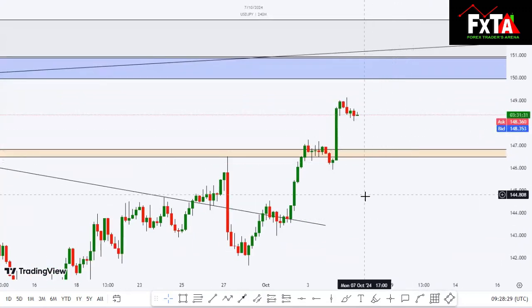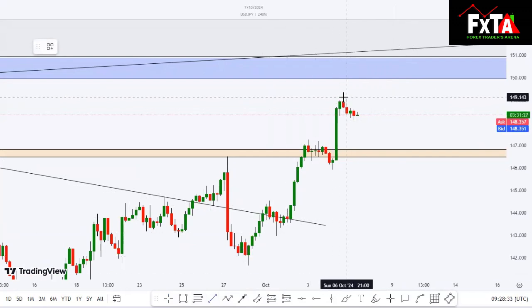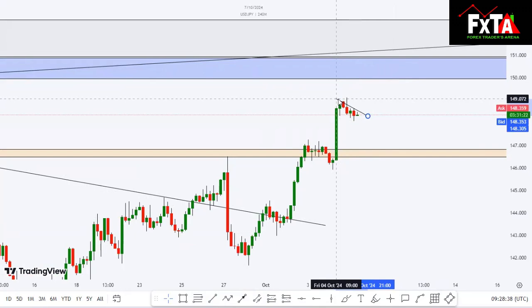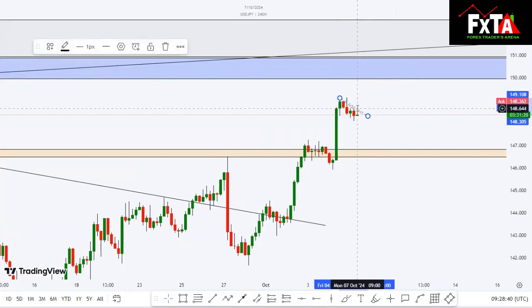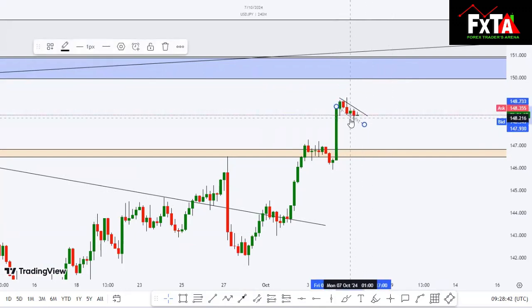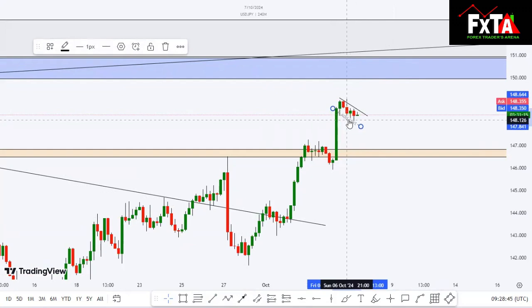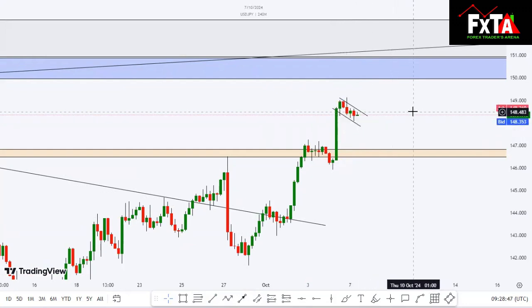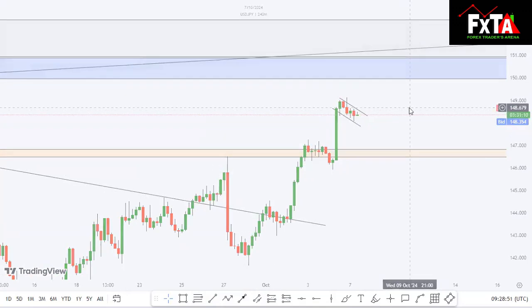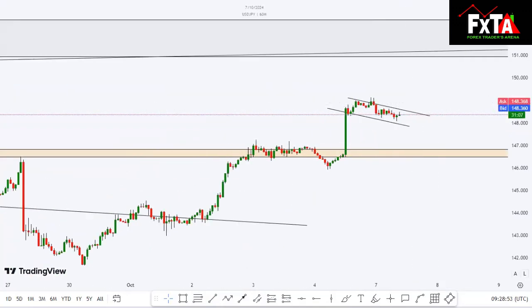Now, look at how this price is forming here. Price is forming a kind of bullish flag around this level. This will be much clearer if we switch to the lower time frames. So let me switch to the 1 hour time frame and let's see if we can identify this flag pattern.